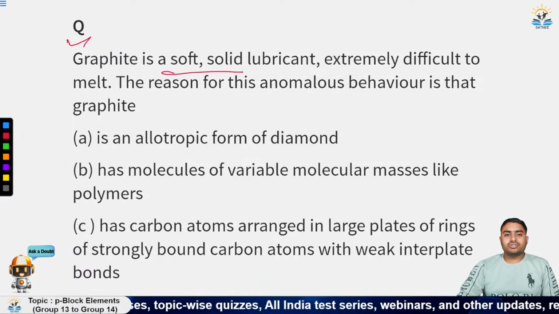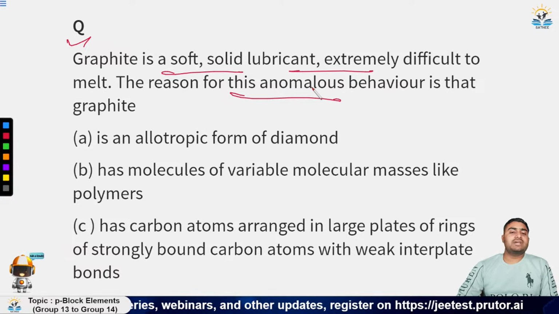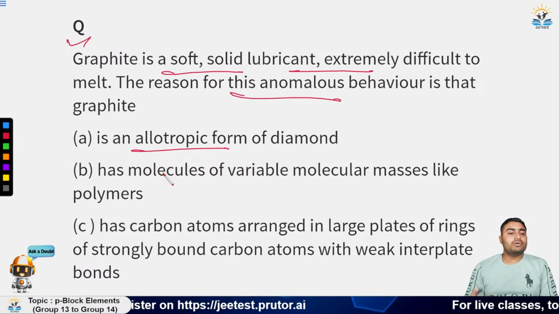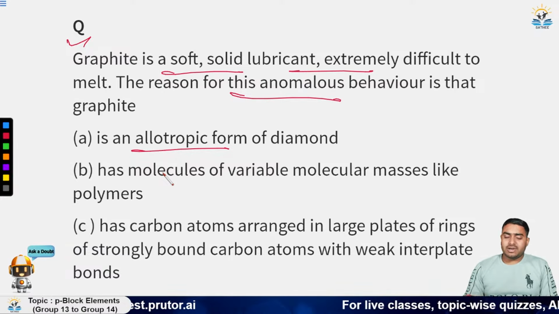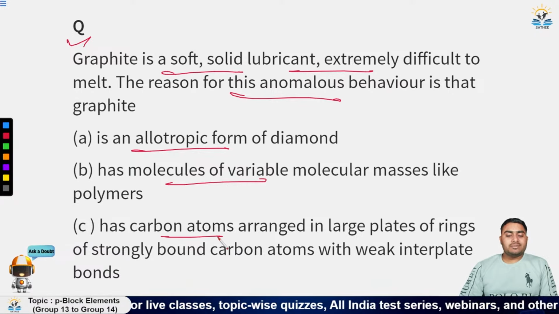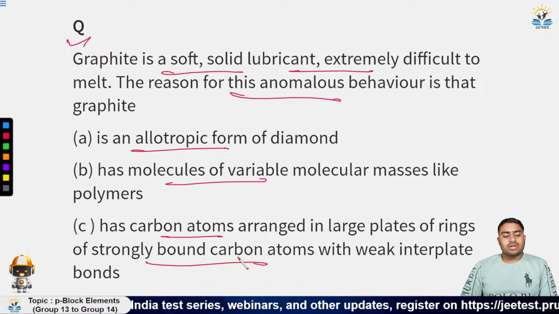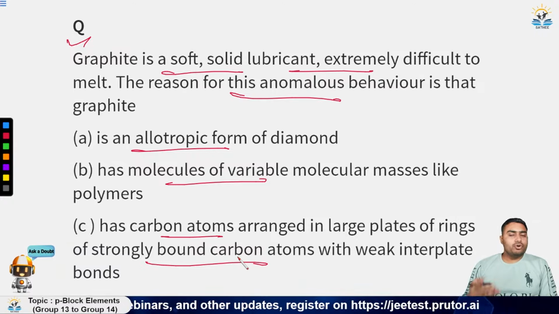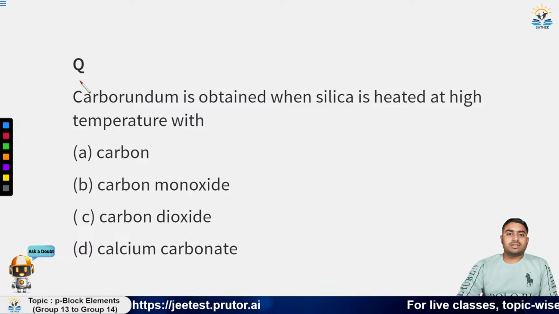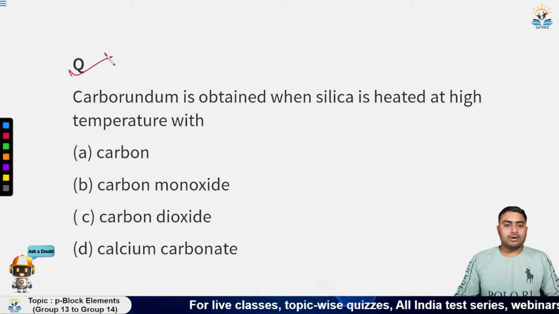Next question. Graphite is a soft solid lubricant, extremely difficult to melt. The reason for this anomalous behavior is that graphite is an allotropic form of carbon, made up of the carbon element; it has molecules of variable molecular mass like polymers; it has carbon atoms arranged in large plates of rings of strongly bound carbon atoms with weak interplate bonds; or it is a non-crystalline substance. There are four options A, B, C, and D. You have to choose your answer, and complete these questions as homework.